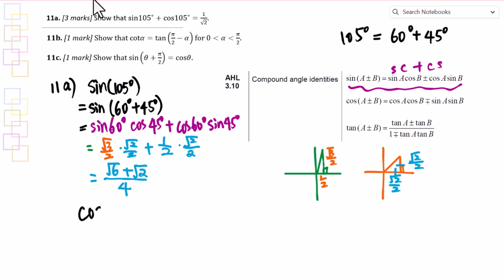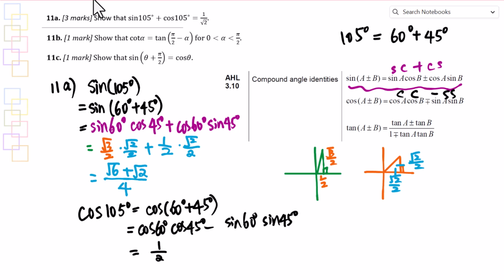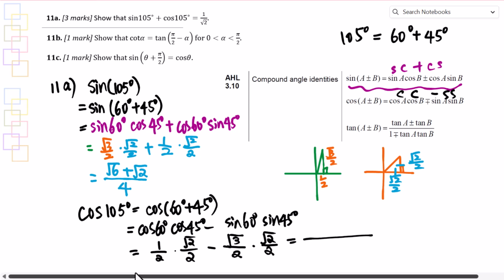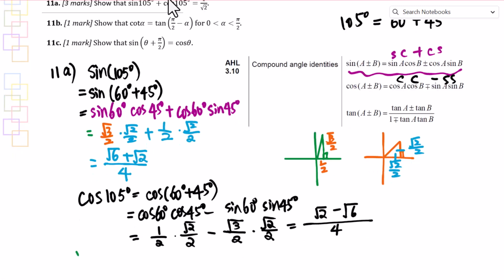We will use the same way to figure out cosine 105 degree. CC SS, subtraction: 1 over 2 times square root 2 over 2 minus square root 3 over 2 times square root 2 over 2. So we get denominator is 4, numerator square root 2 minus square root 6.